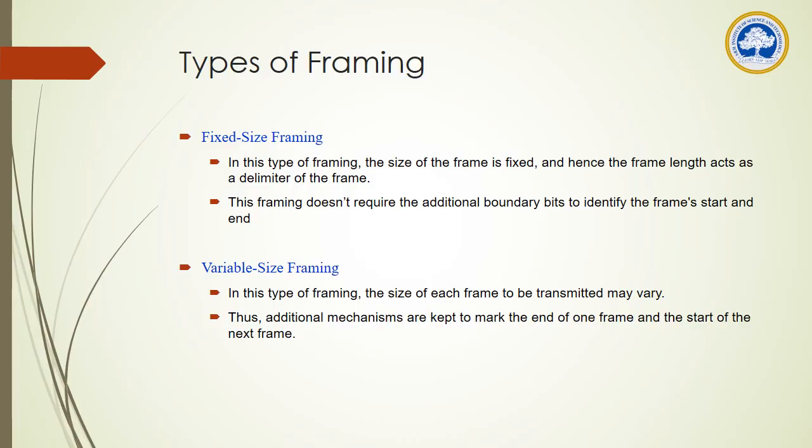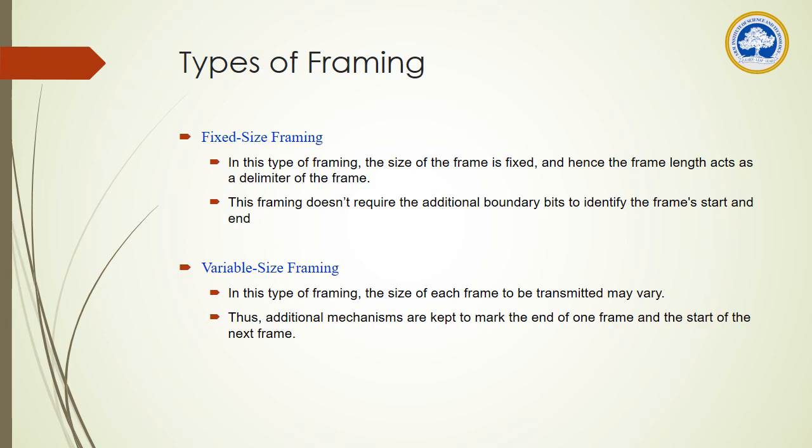Let's take an example of fixed size framing. Suppose a device is sending 200 bits of data and the frame size is fixed at 50 bits. After receiving the first 50 bits of data, the receiver will automatically know that the next 50 bits are frame 2, and so on. Thereby we can avoid the confusion, and there is no need for start and end bits to distinguish the frames.